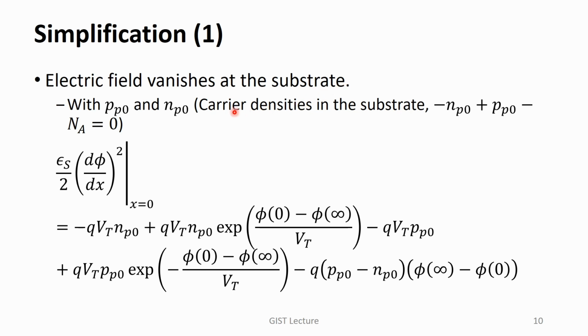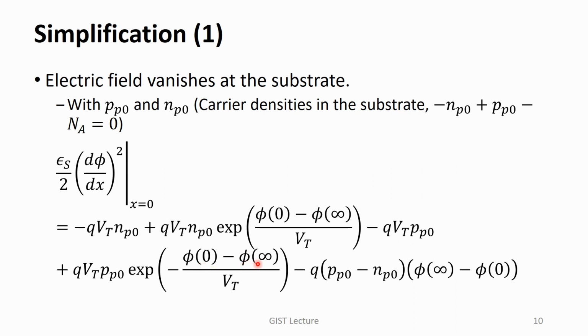Also, we introduce carrier densities in the substrate. The hole density at the substrate is denoted as P sub P naught. It is very close to the accepted doping density. The electron density at the substrate is denoted as N sub P naught. It is a really small number. With these two densities, we can simplify the equation. The resultant equation contains phi 0 minus phi infinity.